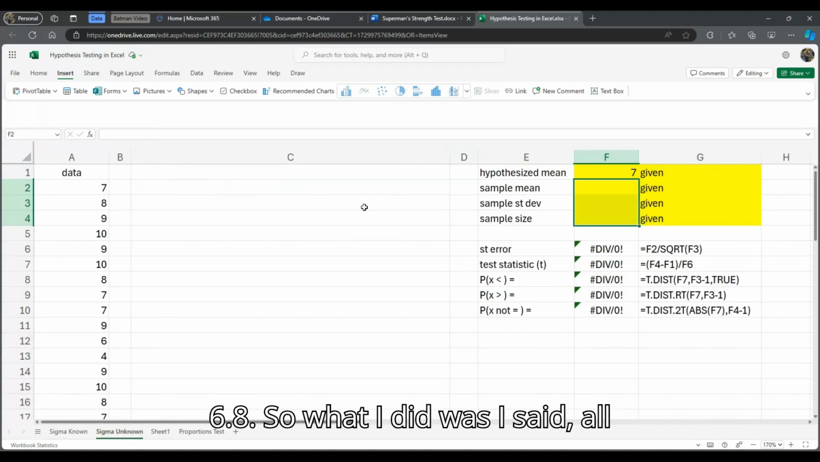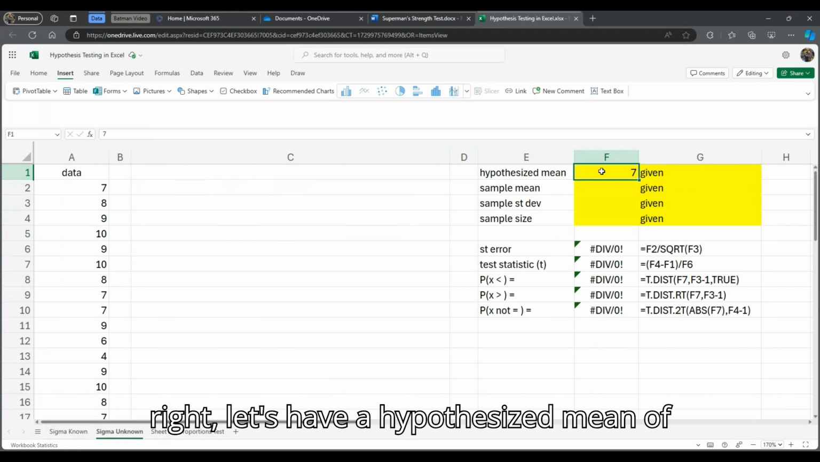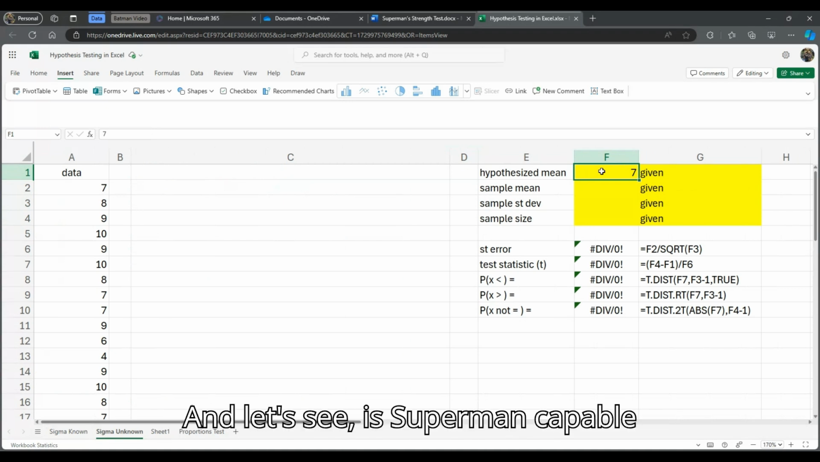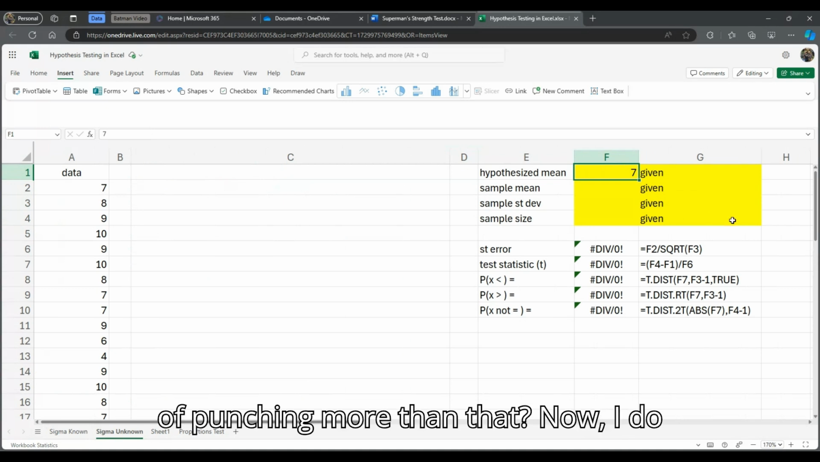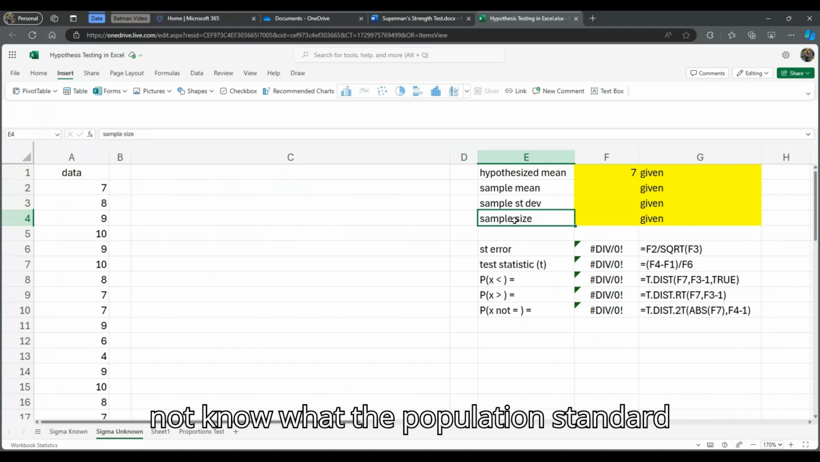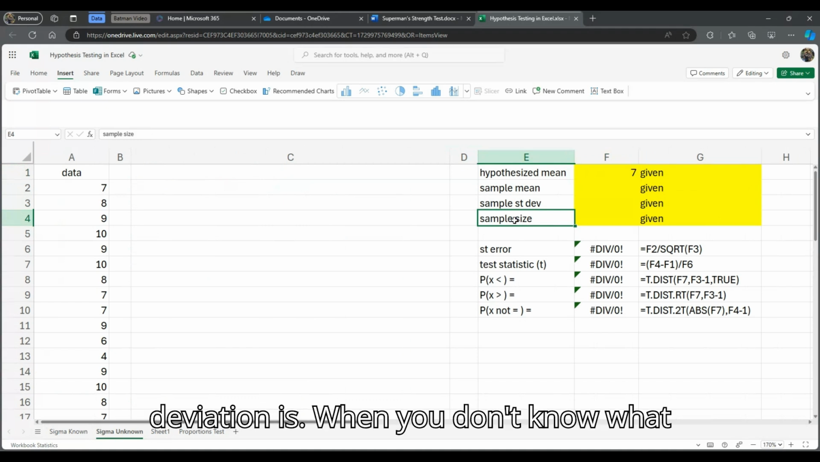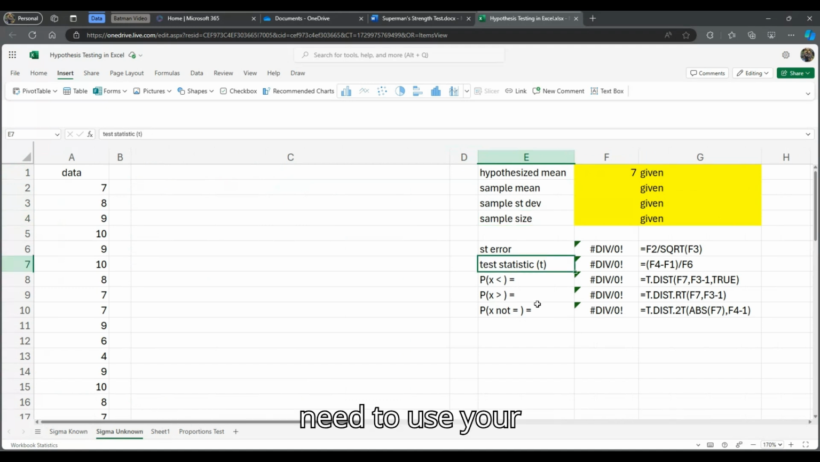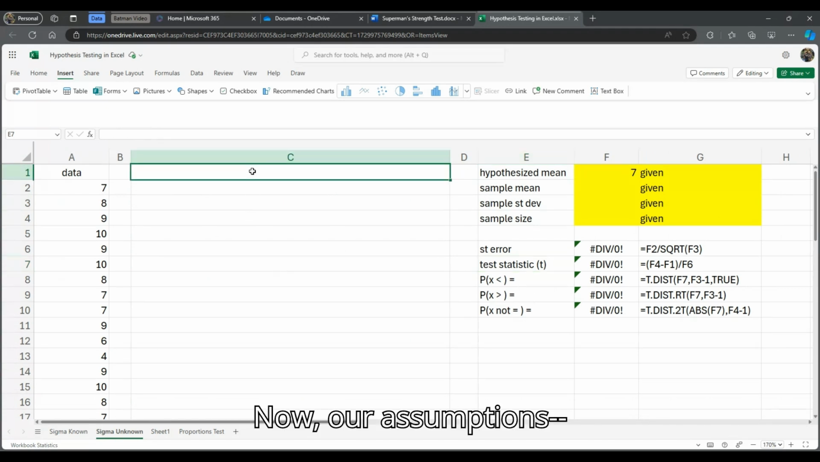So what I did was I said, all right, let's have a hypothesized mean of 7. Let's sort of round up, right? And let's see, is Superman capable of punching more than that? Now, I do not know what the population standard deviation is. When you don't know what the population standard deviation is, you need to use your T distribution and calculate a t-test statistic.